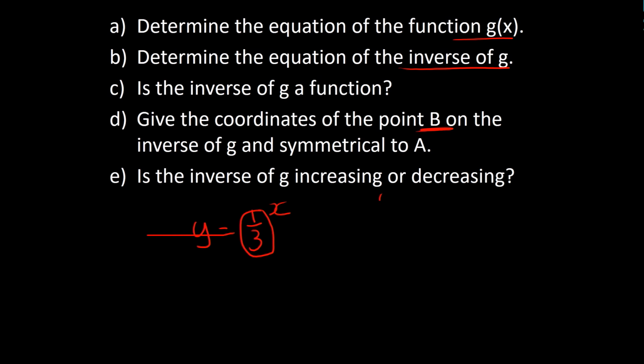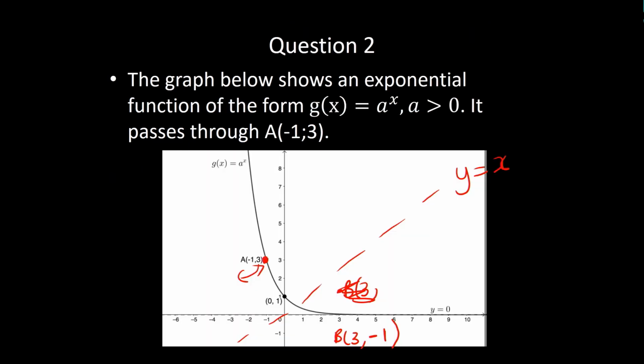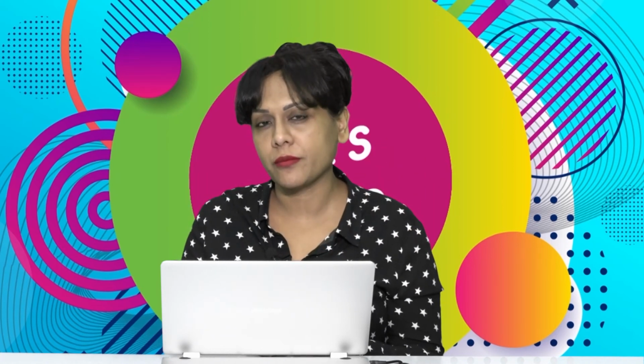They then ask, is the inverse of g increasing or decreasing? Now, whether a graph is increasing or decreasing depends on the value of the base, the base of the exponent or the base of the log graph. When you think about the base of the original function g of x, the value there was a equal to a third. And I've already mentioned that when you get a base that is a fraction in your exponential graph, you will create a decreasing function.